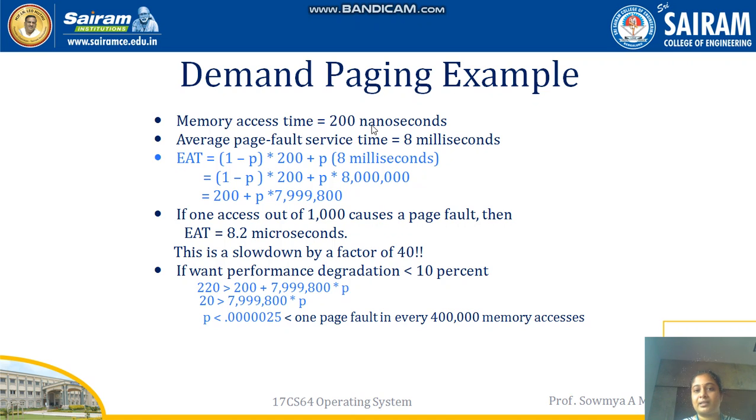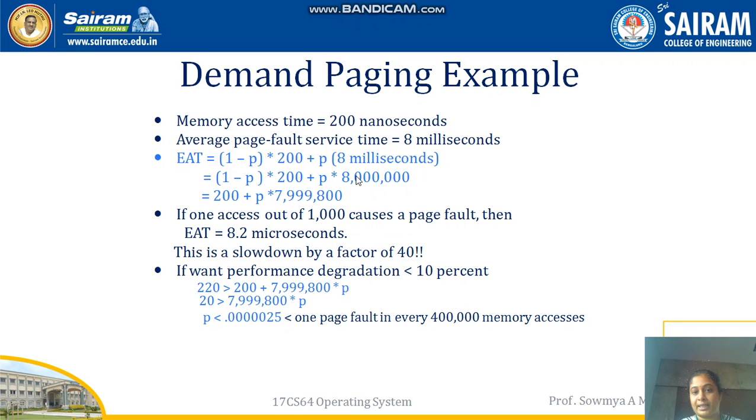Memory access time, consider 200 nanoseconds for each page. Average page fault service time is 8 milliseconds. So for every page fault we have 8 milliseconds of service time. Here this is milliseconds and this is nanoseconds, don't get confused. For page fault it is using 8 milliseconds and for memory access it is using 200 nanoseconds. So (1 minus p) into 200 plus p into 8 milliseconds.